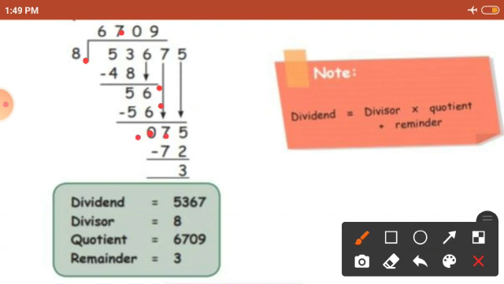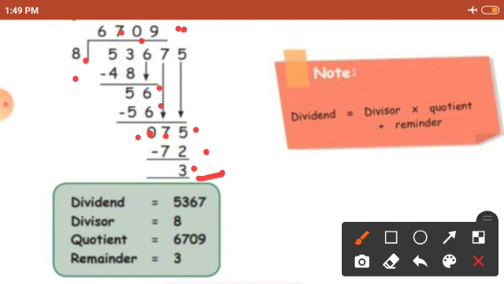Take the next number, that is 7. You can't divide this number by 8. That's why we are putting one 0 in the quotient's place. Take the next number together. Now it will become 75. 8 9's are what? 72. Right? Just subtract this. 5 minus 2 you will get 3. 7 minus 7 you will get what? 0. So what's the remainder here? 3.